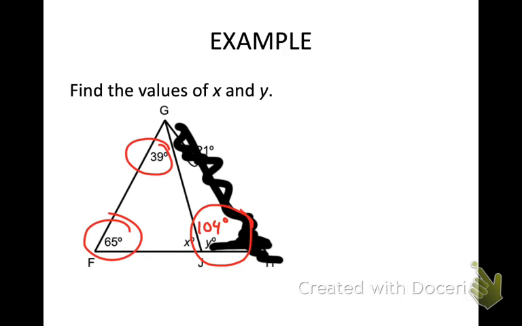Is y in the interior or the exterior of that left triangle? Is y inside this triangle or not? It's outside, so it's the exterior. So your exterior angle is equal to the sum of these two interior angles. Does everybody see that?